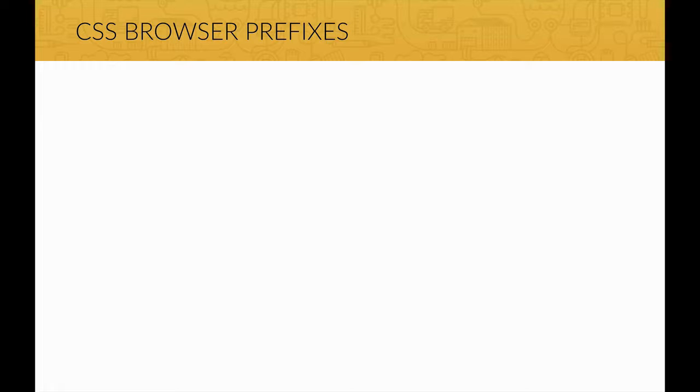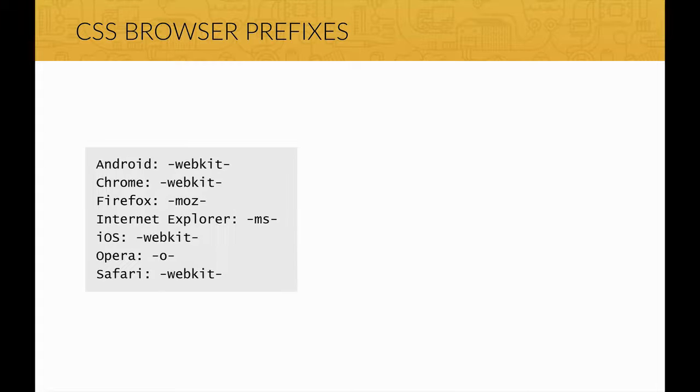Now, the first thing we have to do in order to make CSS3 work the same way in every browser is prefixing some CSS3 properties. CSS browser prefixes are a way for browser makers to add support for new CSS features in a kind of testing period. Here are the CSS browser prefixes for different browsers. So it's WebKit for Android, Chrome, iOS and Safari browsers, Moz for Firefox, MS for Internet Explorer, and O for Opera.